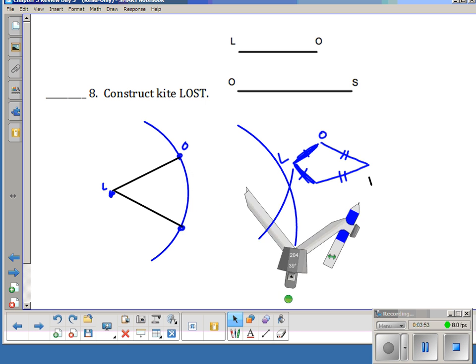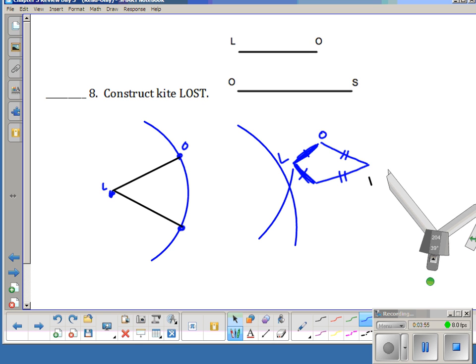And that last one, remember I could pick the first 3, but the last one has to fall into place. It's right where they intersect. So I'm going to make that. Okay, so I have LO. That second segment was OS, so I'm going to label that S, and this last one has to be T because it told me to construct a kite T.